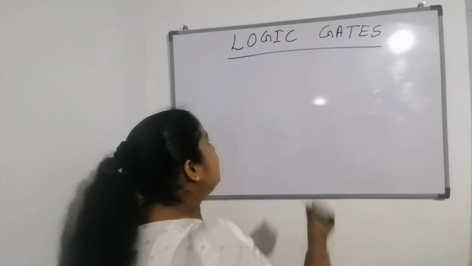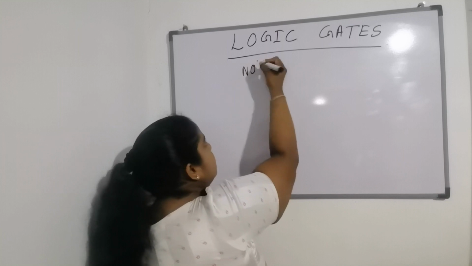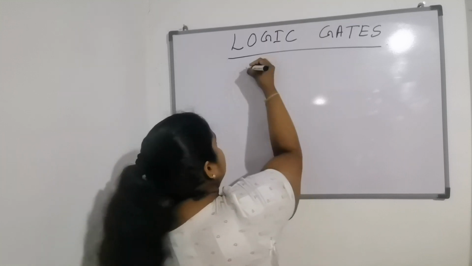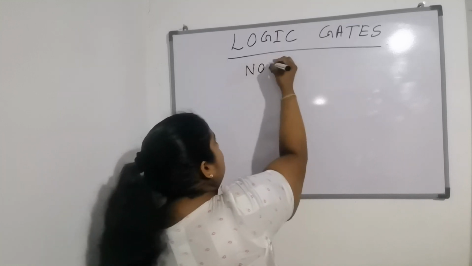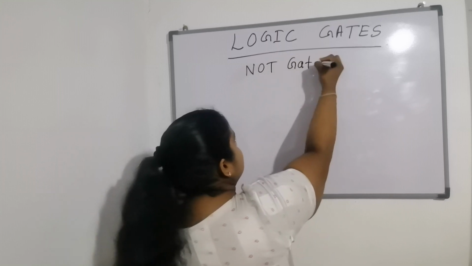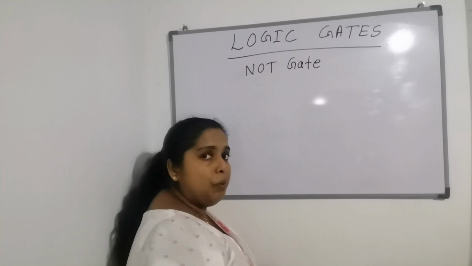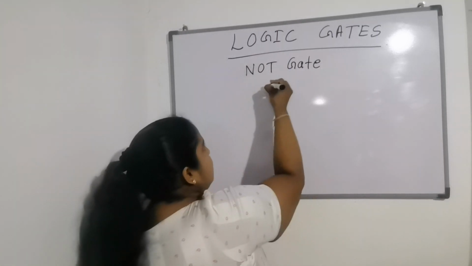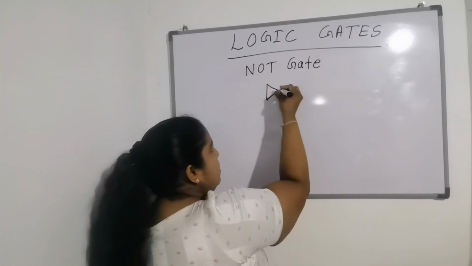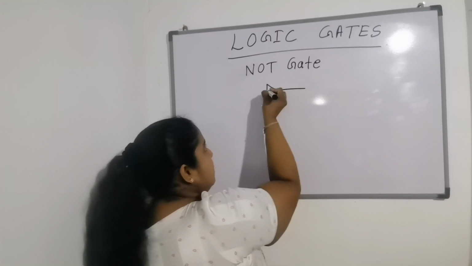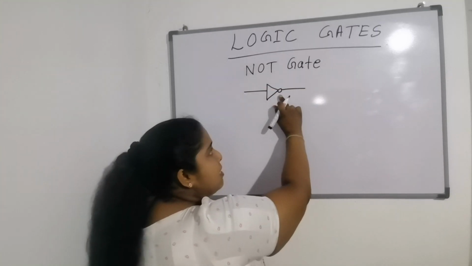So first let's talk about NOT gate. NOT gate is also known as inverse gate. Let's see why is that. This is the symbol of the NOT gate. This is known as inverse symbol.